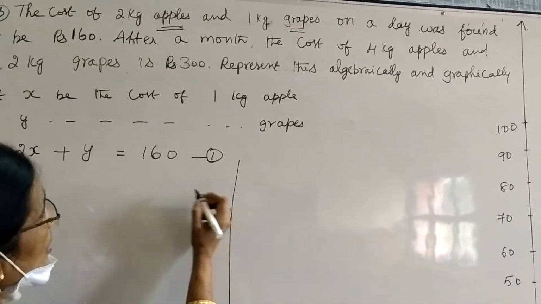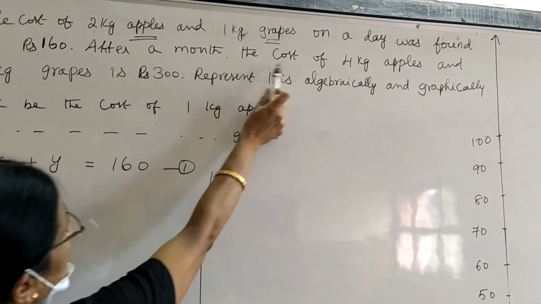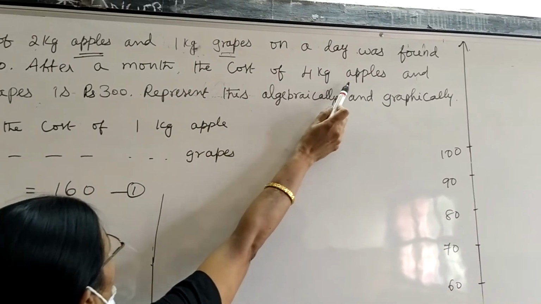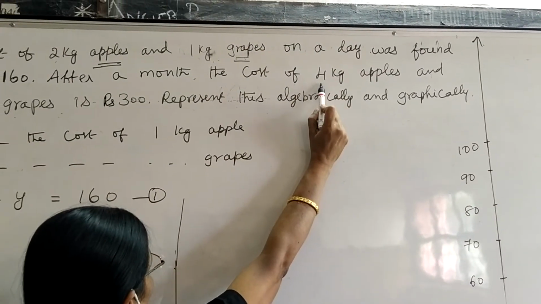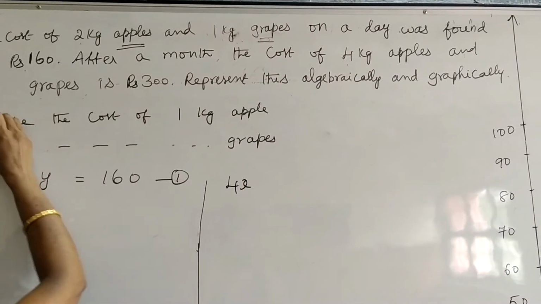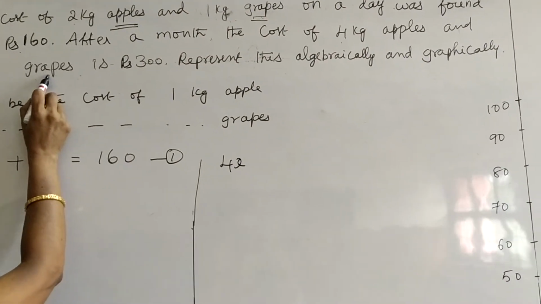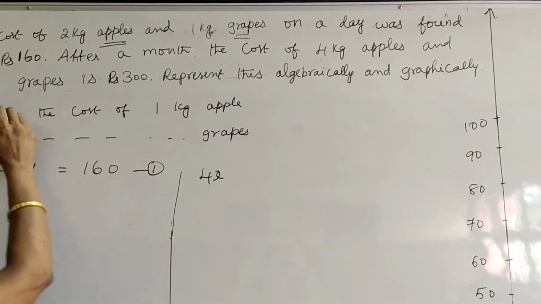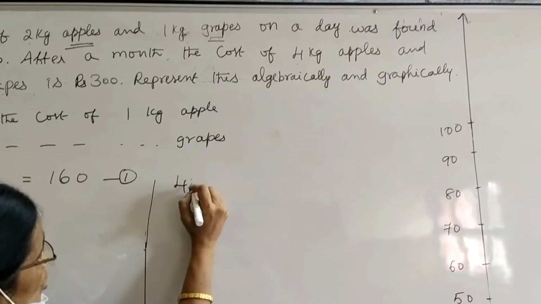The second equation is the cost of 4 kg apples. 1 kg apple is x rupees. What is the cost of 4 kg apples? It is 4x. And 2 kg grapes. 1 kg grape is y rupees. Here, 2 kg grapes, therefore it is 2y.